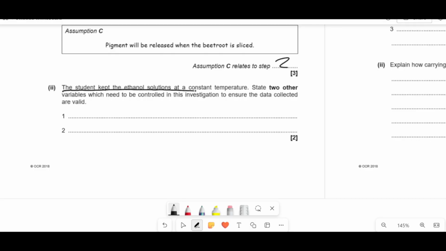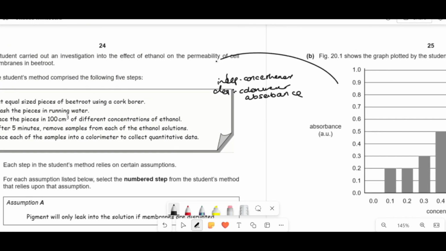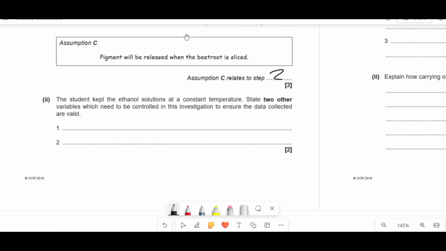Next, it says the student kept the ethanol solutions at constant temperature. State other variables which need to be controlled to ensure this method is valid. So that's what I was saying before, is what's screwing up these things, right? We're measuring the dependent variable. So in order to control things, we need to control whatever could screw up the absorbance of the color, right? So we're looking at what can affect absorbance from the beetroot. Look at every single step.